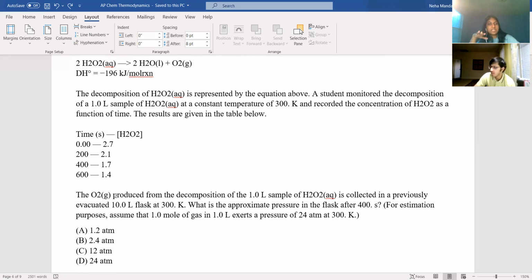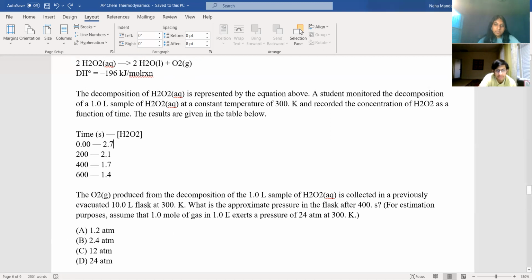So it goes from 2.7 to 1.7. This is really weird. So it's losing 1 molar. And it's 1 liter that is decomposed, right? It says 10-liter flask. Oh, okay. So then pressure would be cut in 10, right? I mean, divided by 10. I would think. I'm not sure.